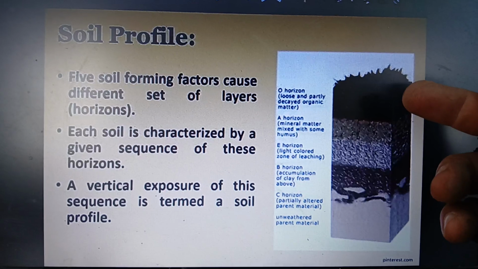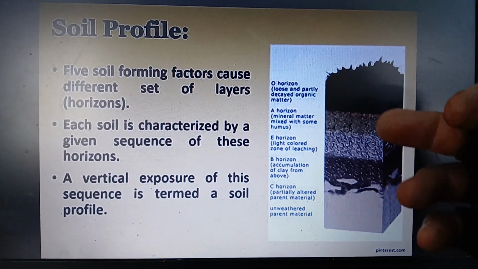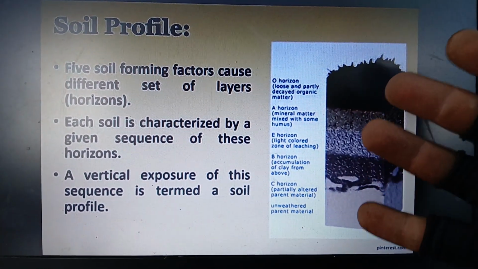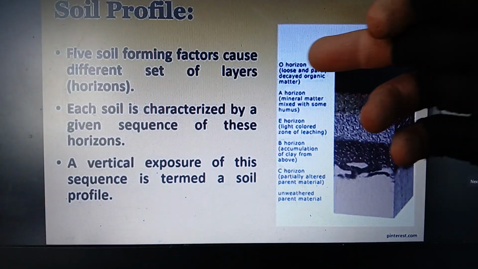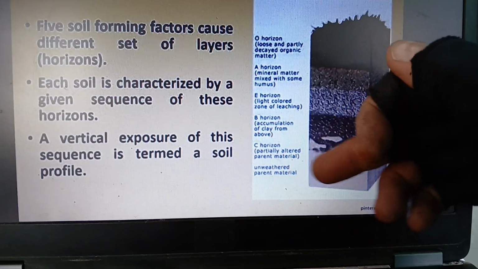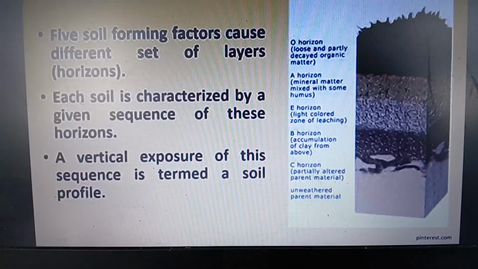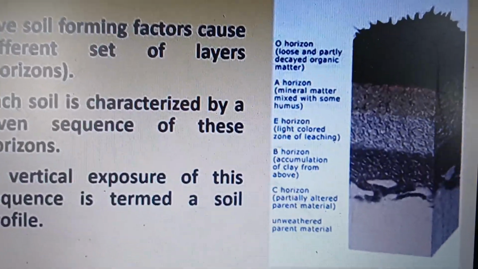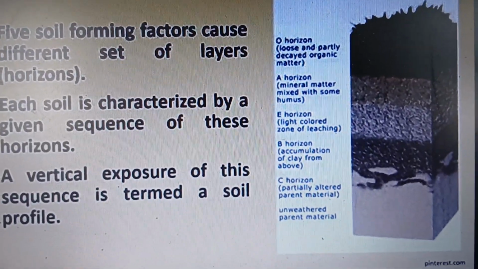So it's got different layers, and all these layers mean different things. And there's 5 layers, there's actually 6. O, A, E, B, C, and then the R layer, which is the bedrock layer. And how can we use these to our advantage by knowing them?